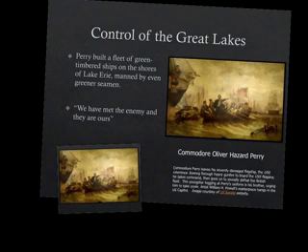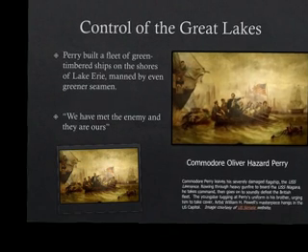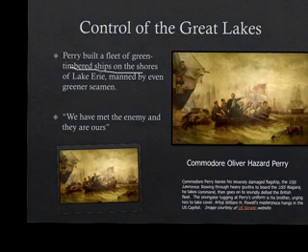Oliver Hazard Perry managed to build a fleet of green timbered ships on the shore of Lake Erie. Perry captured a British fleet in a furious engagement on the lake, and he then reported, "We have met the enemy and they are ours." So Oliver Hazard Perry did a great job in the Great Lakes. Also, your book talks about the green fleet that was constructed from green timbers, but even greener Navy men manned these ships.